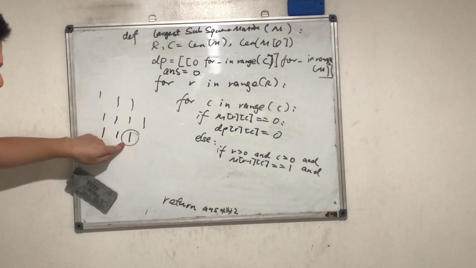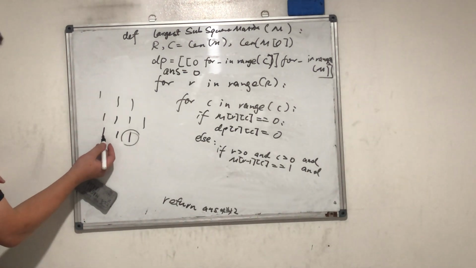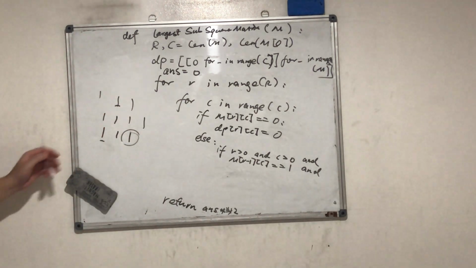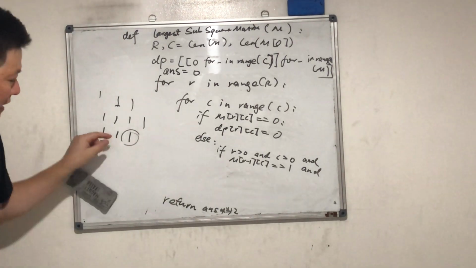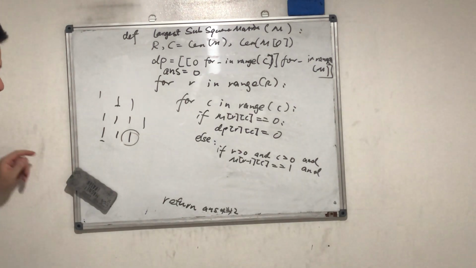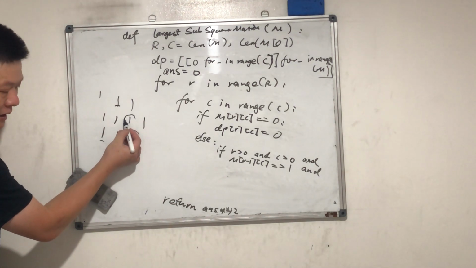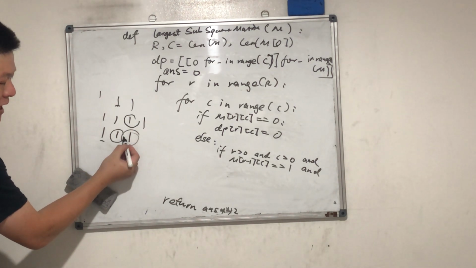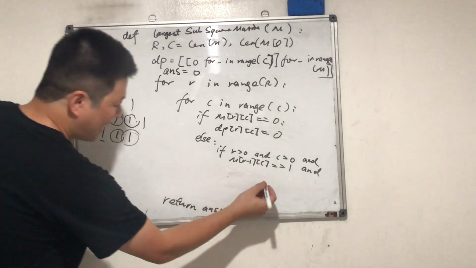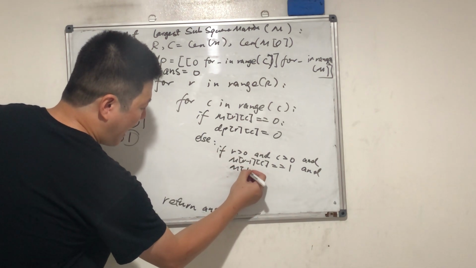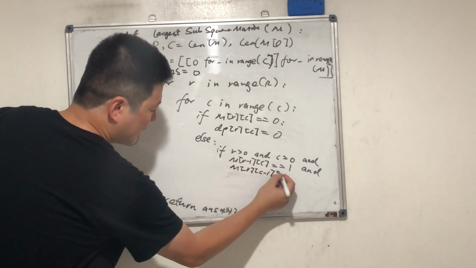So if it's on the boundary, here or here, you can't form a bigger matrix, right? Because it's on the boundary. But at other places, I want to check this one. This is 1. This is 1. And then if these 3 are all 1s, yeah? And M[R][C-1] equals 1.